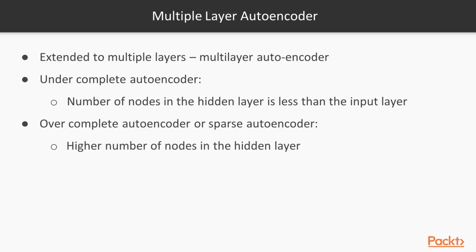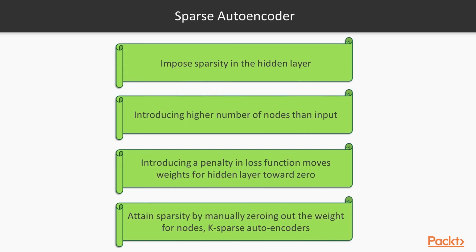The number of nodes plays a very critical role in autoencoders. If the number of nodes in the hidden layer is less than the input layer, then the autoencoder is known as an undercomplete autoencoder. A higher number of nodes in the hidden layer represents the overcomplete autoencoder or sparse autoencoder. The sparse autoencoder aims to impose sparsity in the hidden layer. This sparsity can be achieved by introducing a higher number of nodes than the input in the hidden layer, or by introducing a penalty in the loss function that will move the weights from the hidden layer toward zero. Some autoencoders attain the sparsity by manually zeroing out the weights for nodes. These are referred to as k-sparse autoencoders.